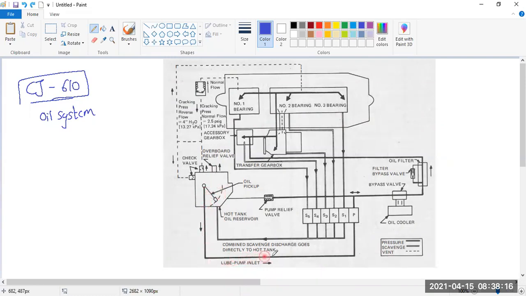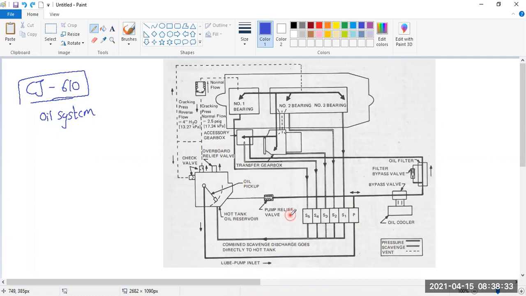From here, it is going into what? Pressure pump, P1's pressure pump. This pressure pump will create a high pressure. This high pressure liquid will come out from here. You can see there are two outlets. One is going on the right hand side, another one is going on the left hand side. Left hand side is basically a pressure relief valve.